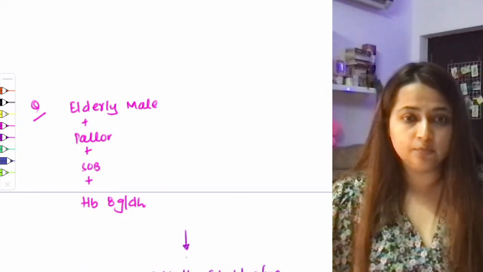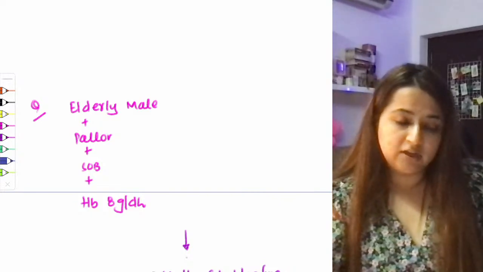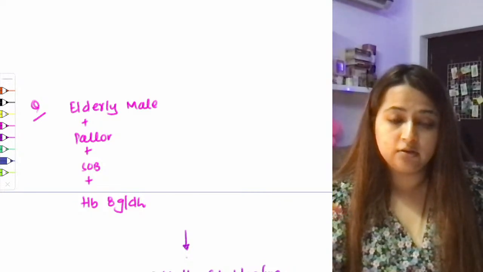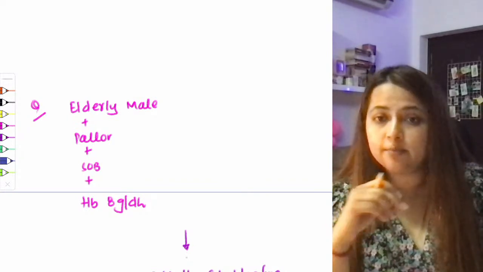Alright, now look at this scenario. We have an elderly male having pallor, that is paleness, okay? This patient is also having shortness of breath, when hemoglobin levels are 8 gram per deciliter.